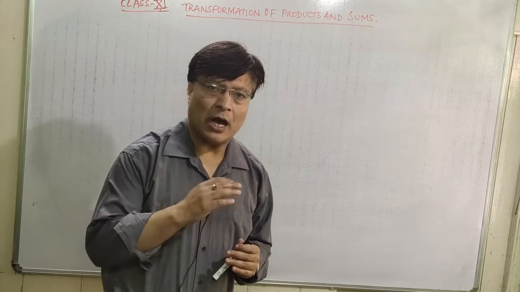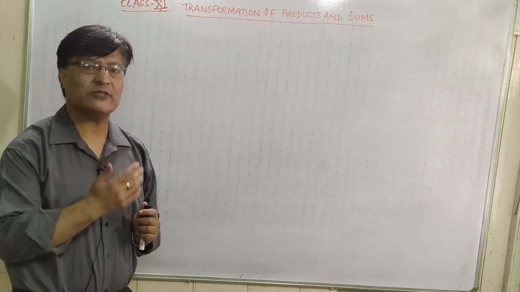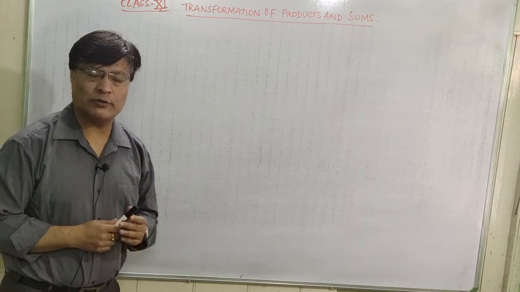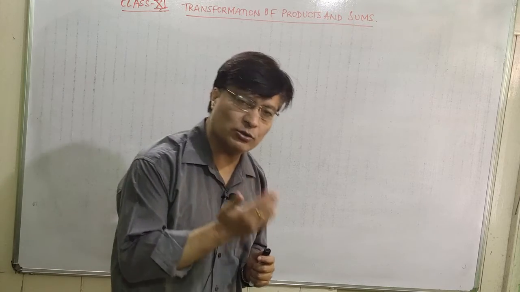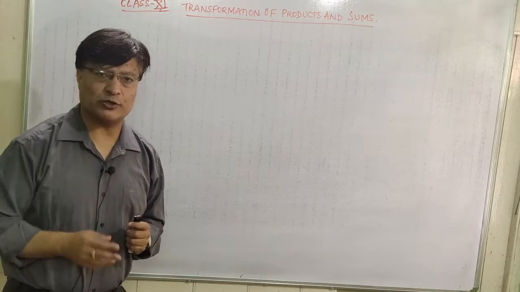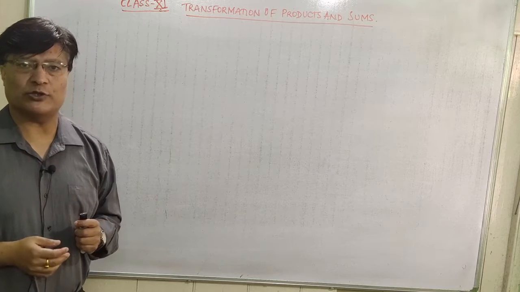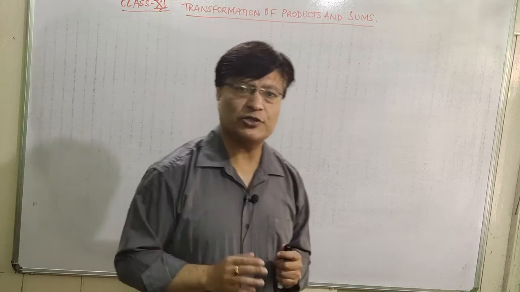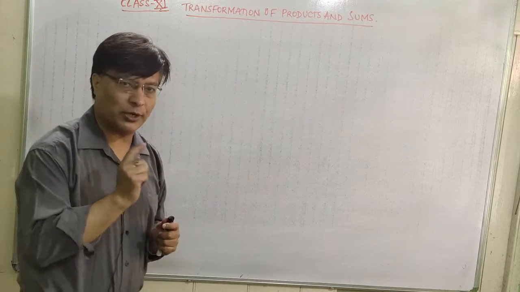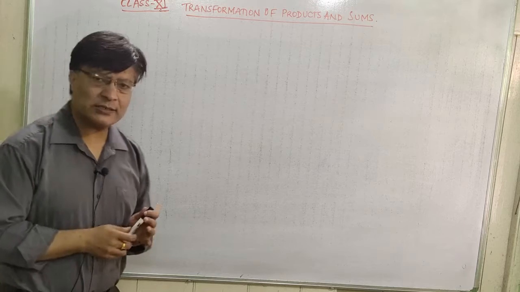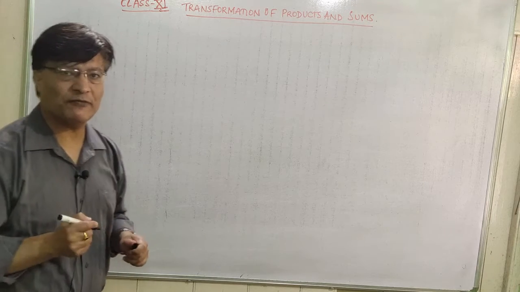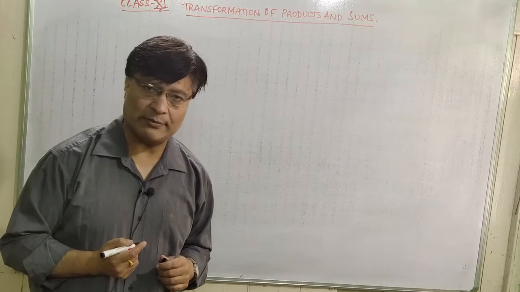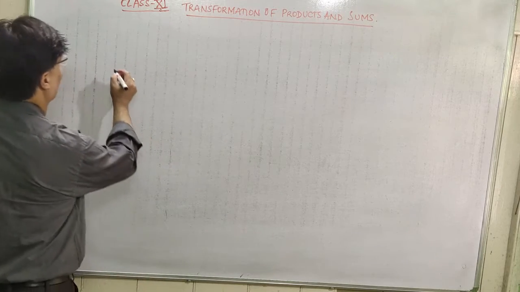That is how to transform product of two trigonometric functions into sums, or it may be difference also. Not only sums, it may be difference also, and vice versa. That is how to convert the sum or difference of two trigonometric functions into products. Okay, so now let's write down the formula first, then we will prove that formula with the help of previous chapters, right? So let us write down the formula now.